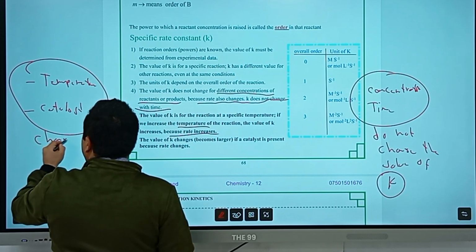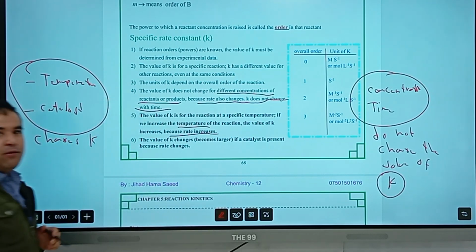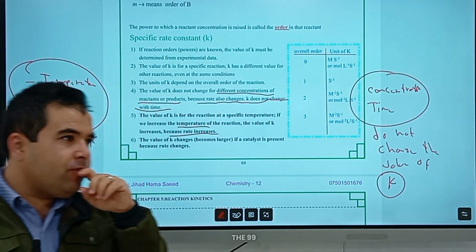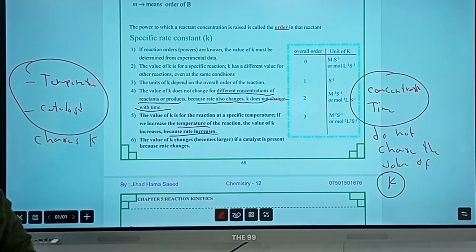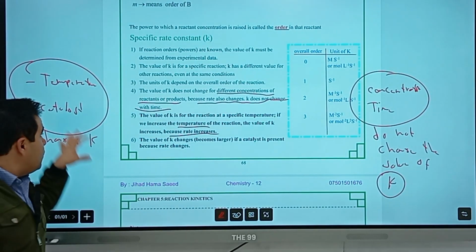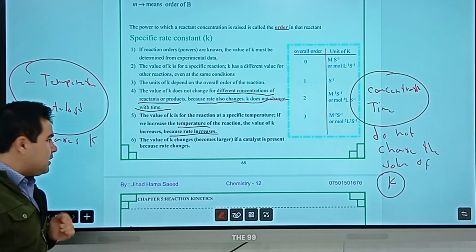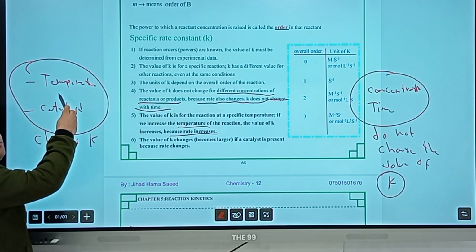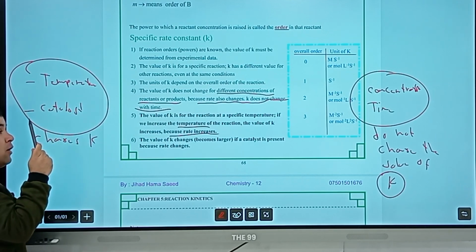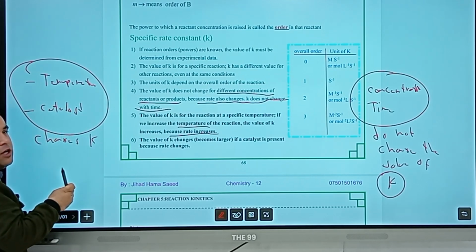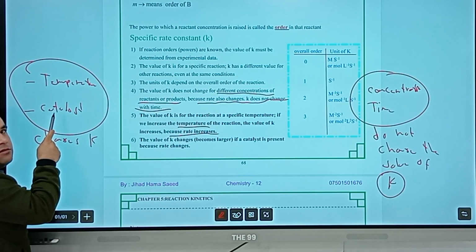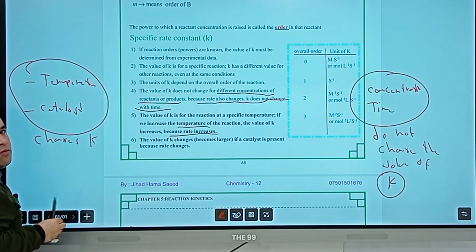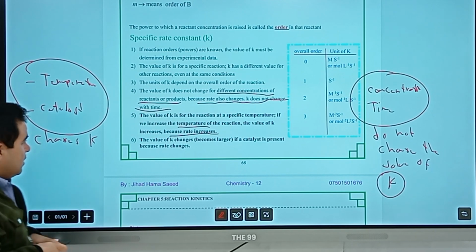Changes K, guys, changes K, the specific rate constant. The specific rate constant is affected only by temperature and one other factor, which is the catalyst. The increase in temperature increases the rate of the reaction, and increases the K as well. The presence of a catalyst also increases the rate of the reaction, guys.